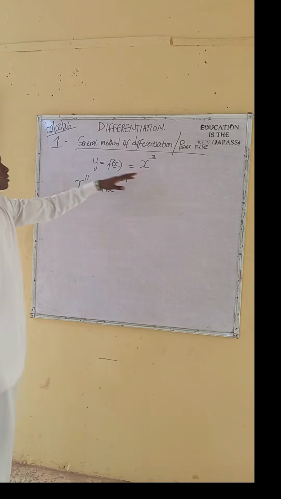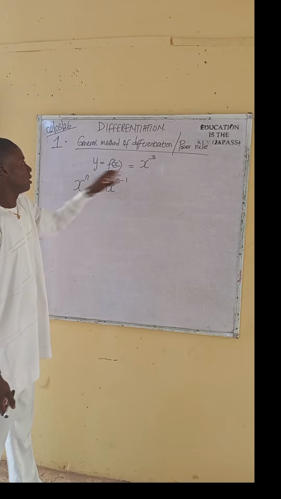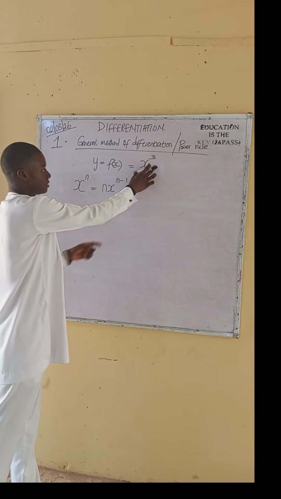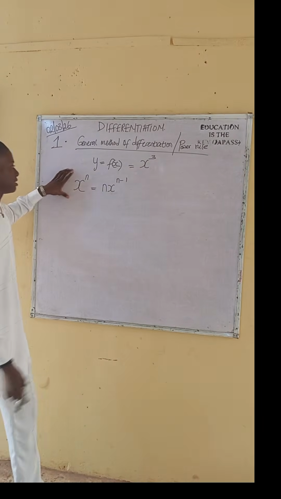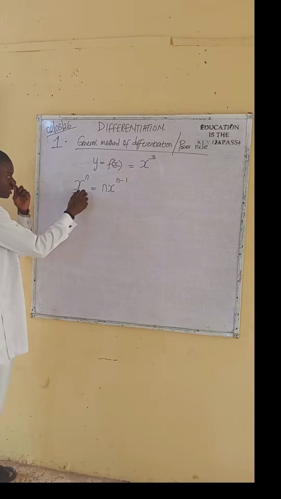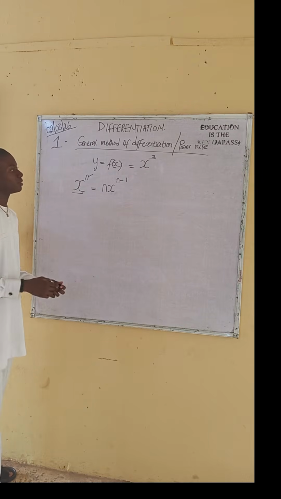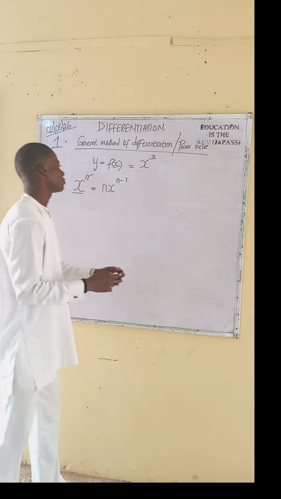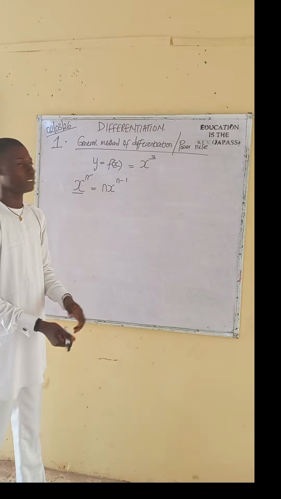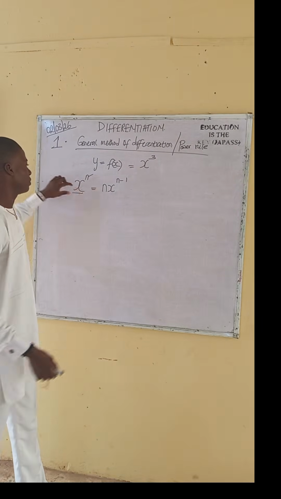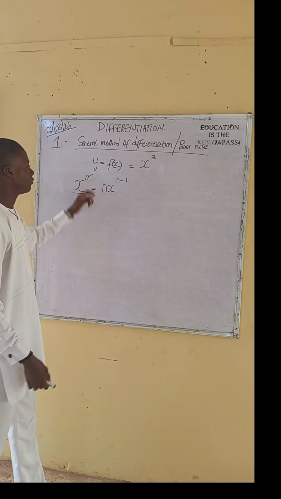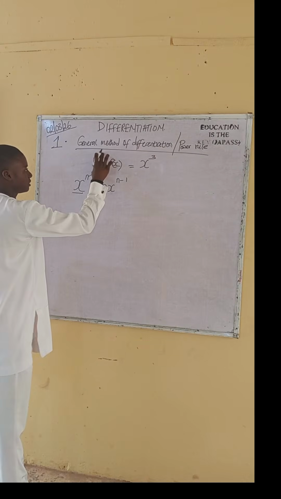So let's say I'm asked to differentiate this function, because y is equal to f of x, and this f of x is x cubed. Like I said, this is the formula. This is the variable, and this is the index or the power, or you can say degree also. So anytime you're given any variable to differentiate, bring down the power, multiply it with the variable, then subtract 1 from the power.